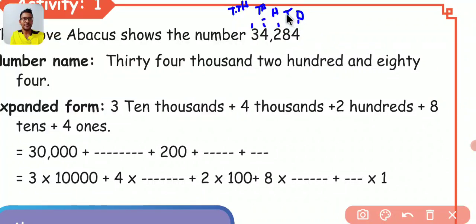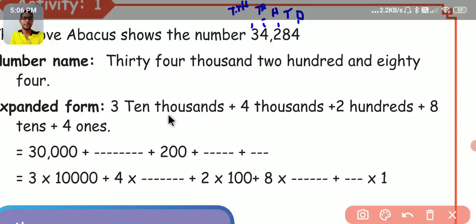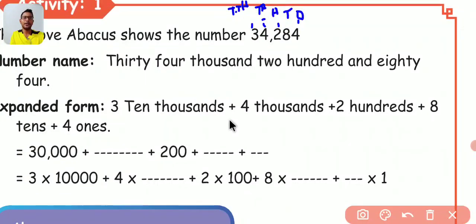First one ones, tens, hundreds, thousands, 10,000s. Okay, if you don't know, you go to the page above. There they are mentioning the places in the correct way. You can see the spelling also. So now here you see, 3 is in which place? Yes, 10,000. So you write 3 for the expanded form, then you write the place.